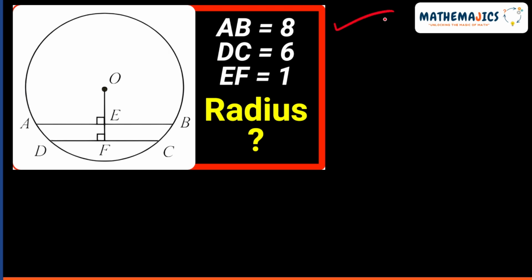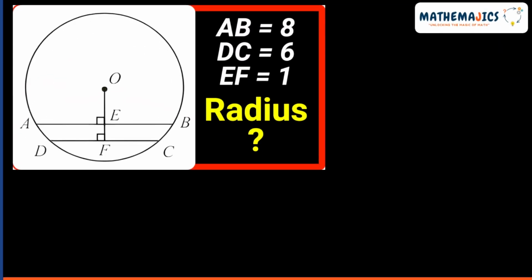So today we have this interesting geometry question with us. This question is from circles. Here we are given a circle and two chords, chord AB with length 8, chord DC with length 6, and this line segment EF is 1 unit. Okay. What do we need to do? We need to find the radius of this circle, and the center of the circle is O. So let's see how we can find the radius of this circle.